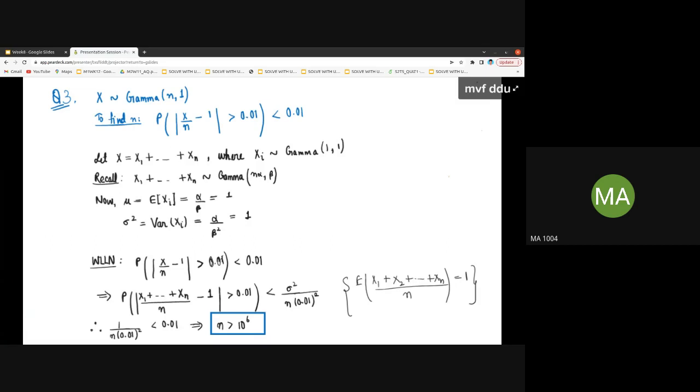So here it is given that x follows gamma n comma 1. And also we have to find n such that the probability that mod x by n minus 1 is greater than 0.01.